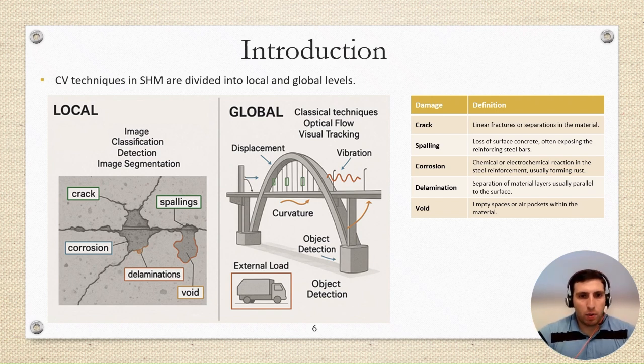However, on the global level, the overall structural behavior is monitored, providing a comprehensive assessment of structural health. For example, classical techniques such as optical flow or visual tracking are used to assess structural responses such as displacement, vibration, modal parameters, cable force, and curvature. Techniques such as object detection are used to assess external loads.